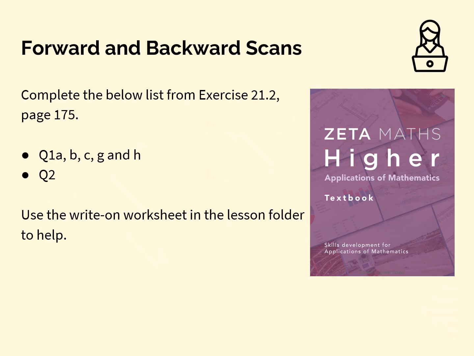And finishing there, a forward and backward scan activity, exercise 21.2, page 175. We're going to do question 1A and B. We do the backward scans if you've already done the forward scans, then C, G and H, and then I need you to be able to do question 2, all of it, because the full sequence is making the PERT chart yourself, so putting the activities, the durations, the forward scan, the backward scan, and that can all be worth up to 10 marks in the exam. So it's definitely a good one to be able to do. Use the Write On worksheet in the lesson folder, and enjoy.